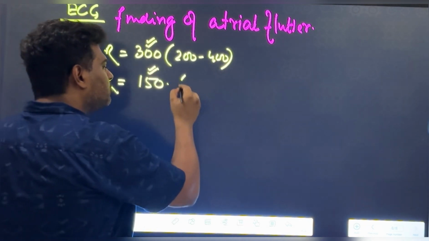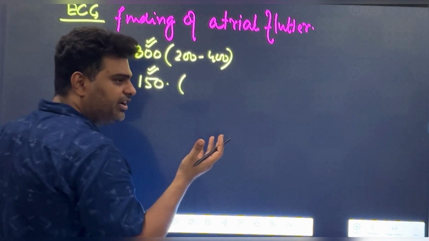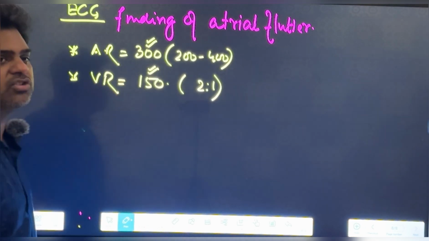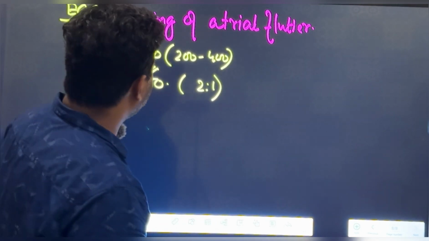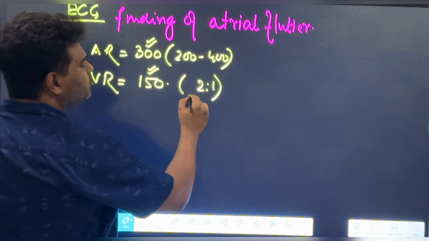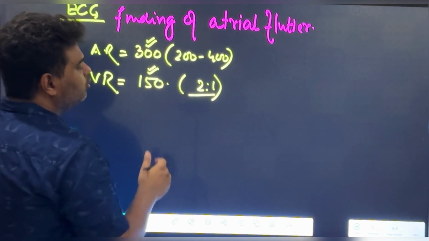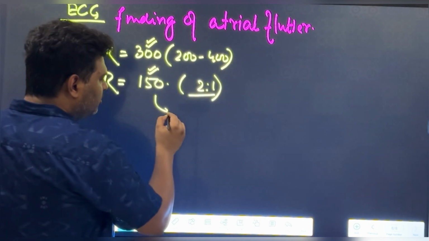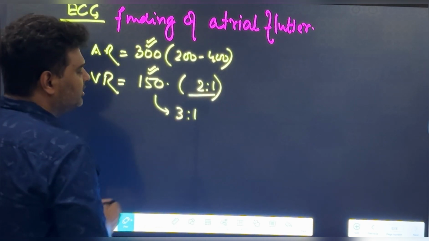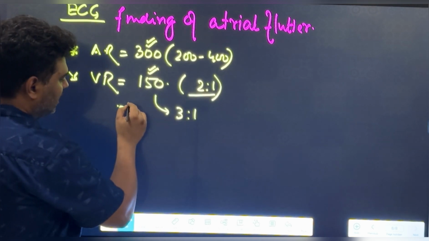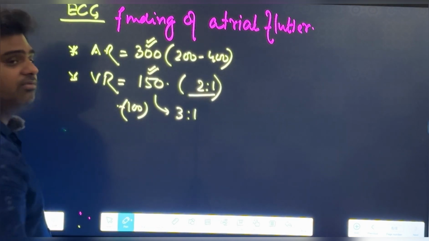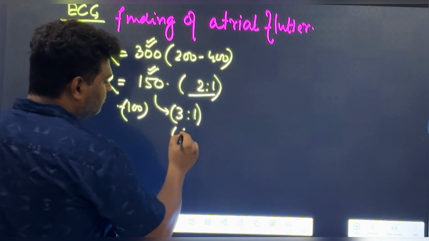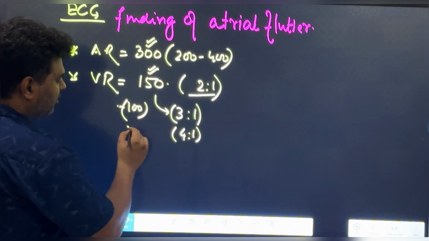Now the most common type of atrial flutter is, no doubt, CTI dependent, and in it the conduction is 2:1. That is, if there are two beats of the atria, one is passed. So when the atrial rate is 300, the ventricular rate will be 150. If there is 3:1, then the ventricular rate will be 100, because only one third will pass. If the AV block is 4:1, then the ventricular rate will be 75.